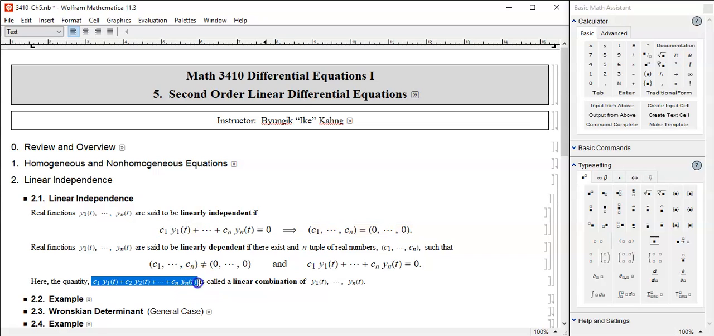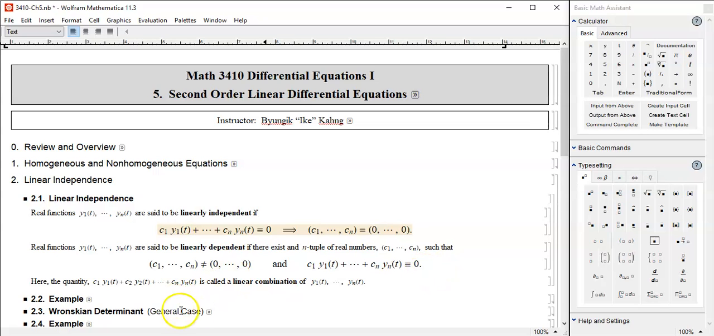By the way, this expression here, c1y1 plus c2y2 plus ... cn yn, is called a linear combination. So using the term linear combination, I can read these definitions a little bit more smoothly. Let's go again. Real functions y1 through yn are said to be linearly independent if the linear combination is constantly 0 implies all the coefficients are 0.